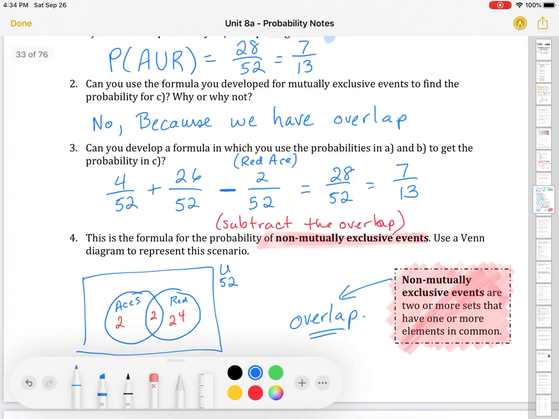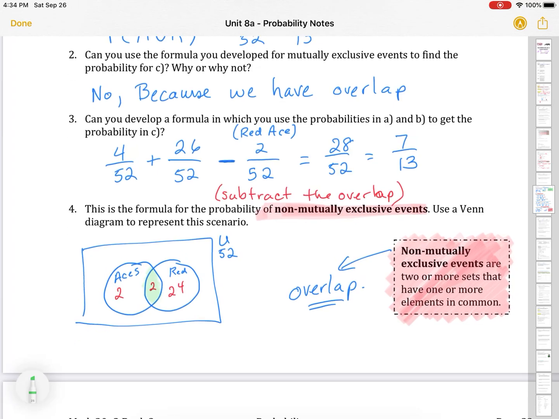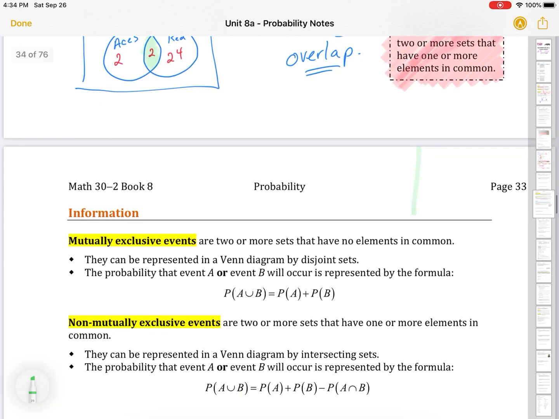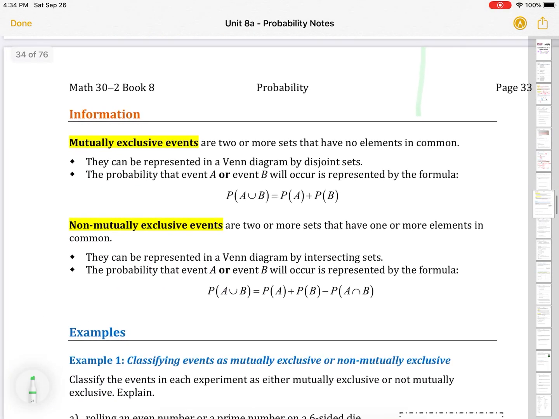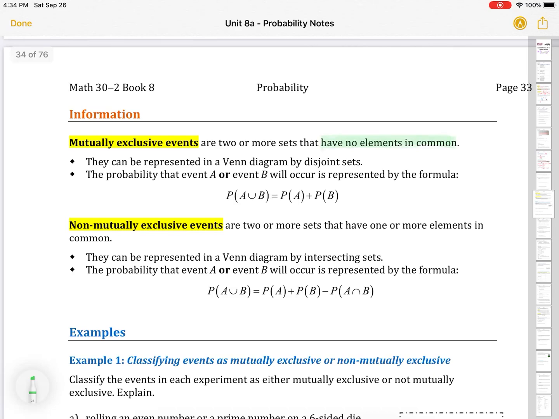Non-mutually exclusive events are 2 or more sets that have 1 or more elements in common. So basically, non-mutually exclusive events have overlap. Okay? So we have this little section right in here, which is our overlap. Alrighty. And it does have a bearing on our numbers. So this is why we do set theory before we do probability, so we can understand these relationships.